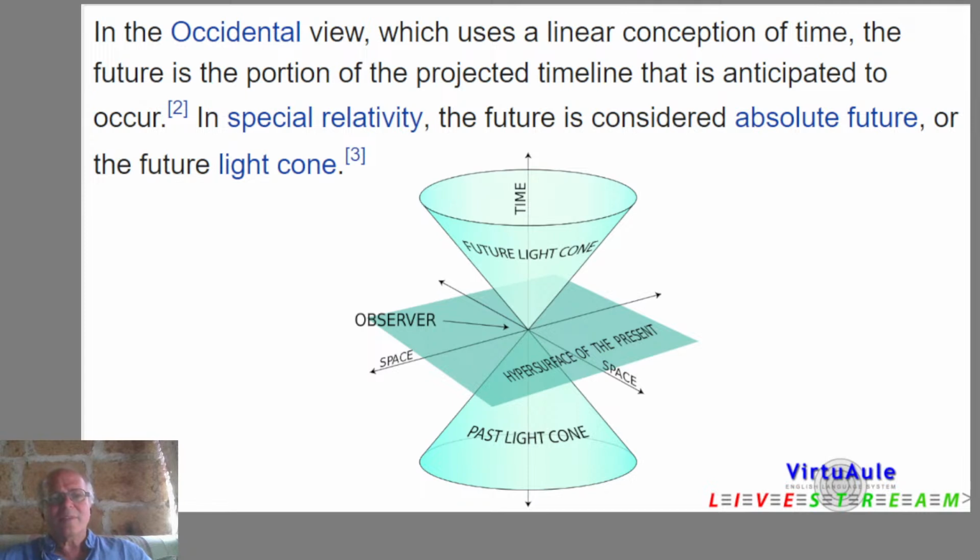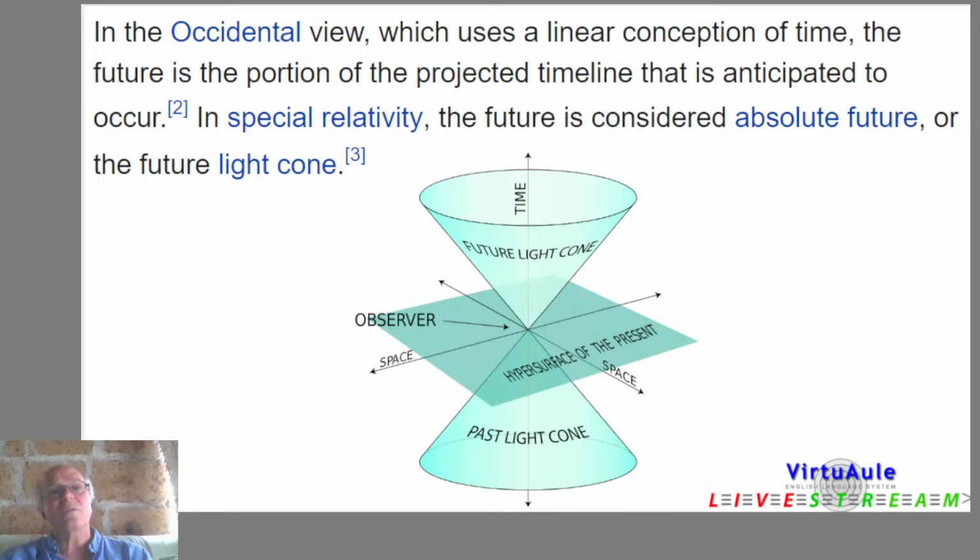In the Occidental view, which uses a linear conception of time, like we saw before, a timeline, the future is the portion of the projected timeline that is anticipated to occur. That is anticipated to occur. That means I expect the future.